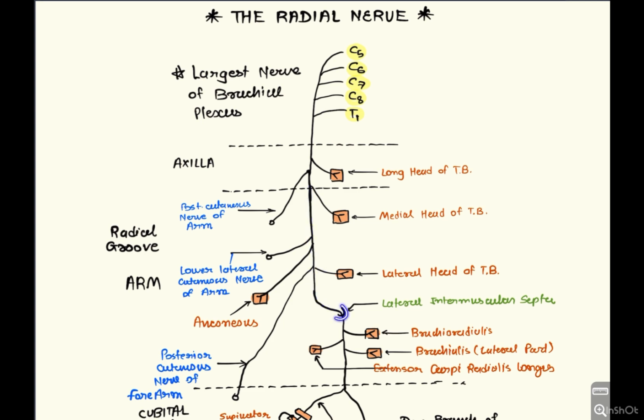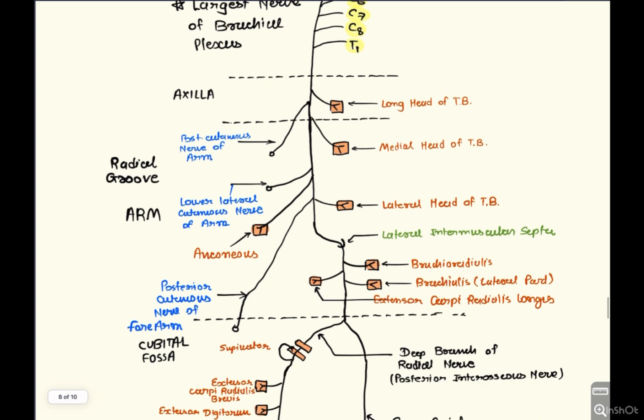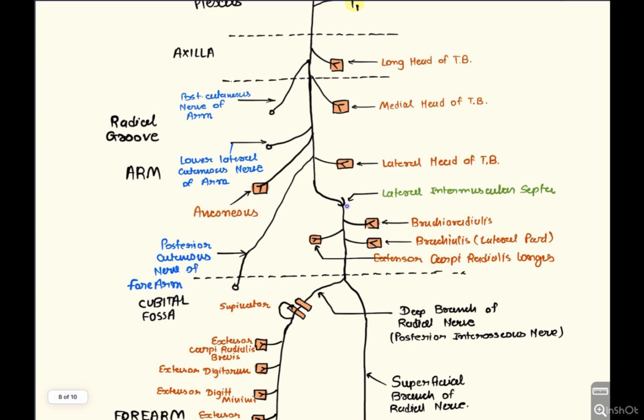Then it will pierce the lateral intermuscular septum and come to the front of the arm. In the front of the arm, the radial nerve will give three muscular branches to the brachioradialis, to the brachialis and to the extensor carpi radialis longus. Now as we know, the brachialis muscle is supplied medially by the musculocutaneous nerve, but laterally the proprioceptive fibers of the brachialis muscle are carried by the radial nerve. So in the front of the arm, it is supplying the brachioradialis, brachialis and the extensor carpi radialis longus.